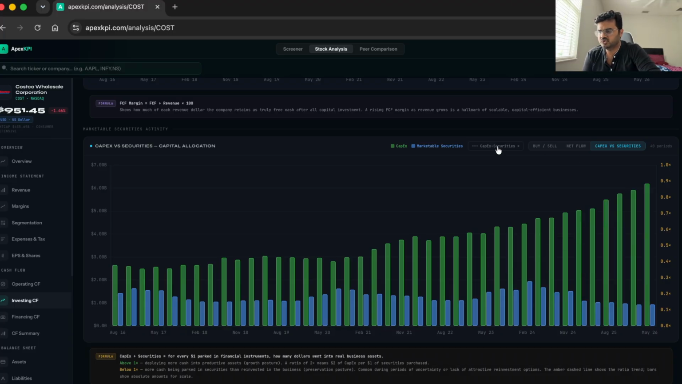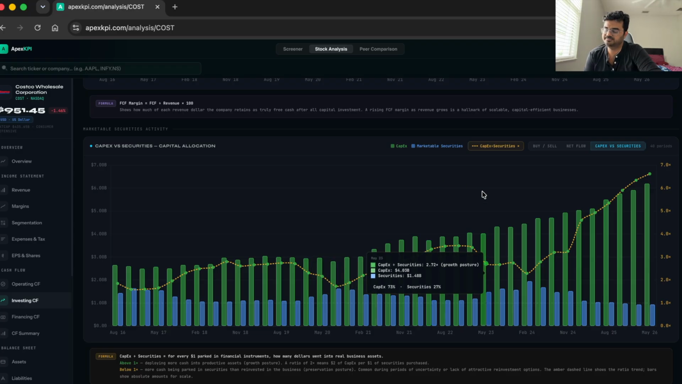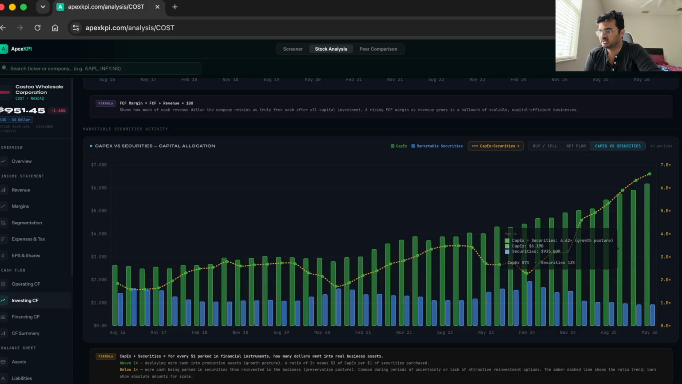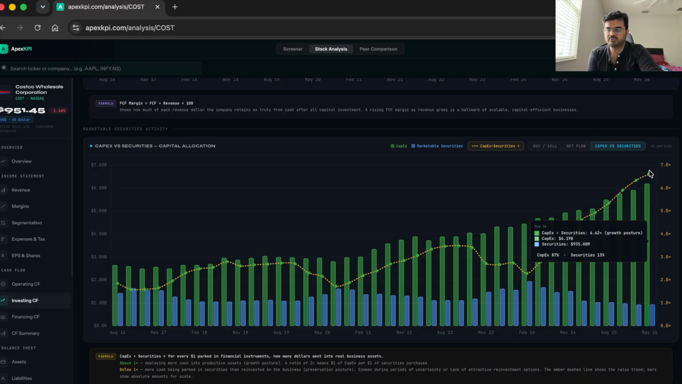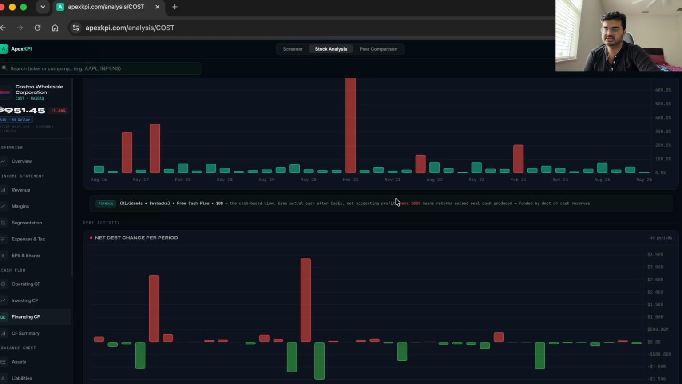If I want to put it again in a ratio, that is capital expenditure divided by marketable securities, this is how the number looks like. As of the most recent quarter, their ratio is at 6.62x. That is, for every $1 they are investing in marketable security, they are putting $6.62 in the capital expenditure. So this again shows the nature of the business which steadily grows over the period of time. And the next one is financing cash flow.